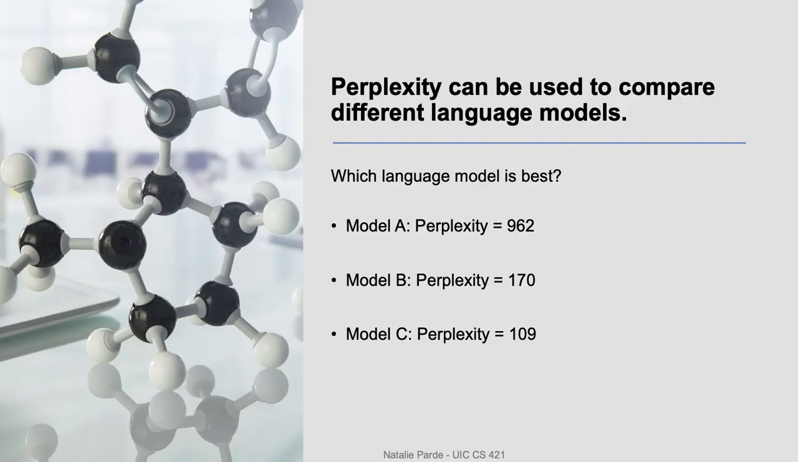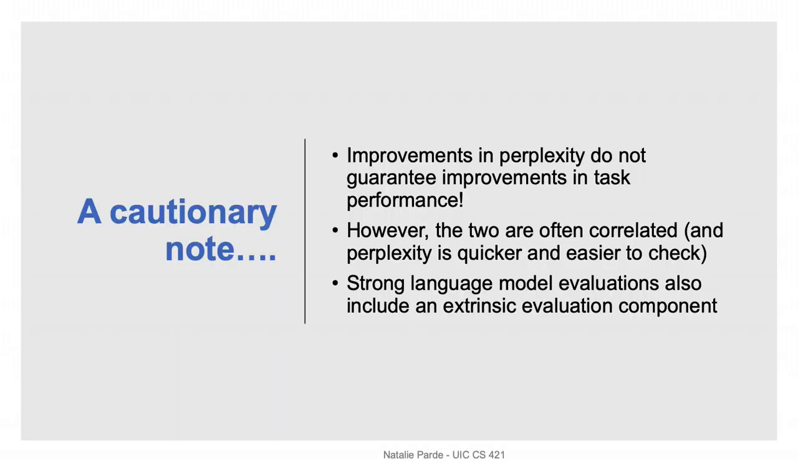Perplexity can be used to compare the quality of different language models with one another. So for example, if we have 3 different language models and one has a perplexity of 962, one has a perplexity of 170, and one has a perplexity of 109, we might say that the one with a perplexity of 109 is the best language model. However, things like that should be taken with a grain of salt. Improvements in perplexity don't necessarily guarantee improvements in task performance, although the two are often at least correlated.